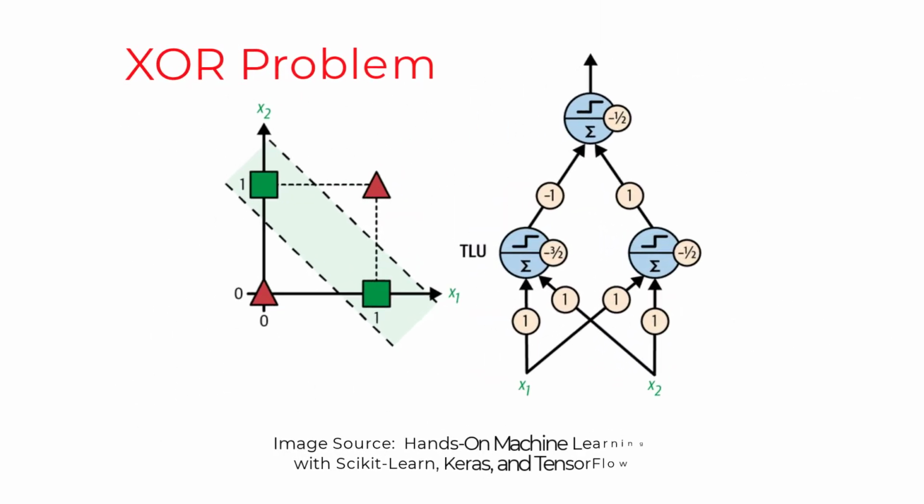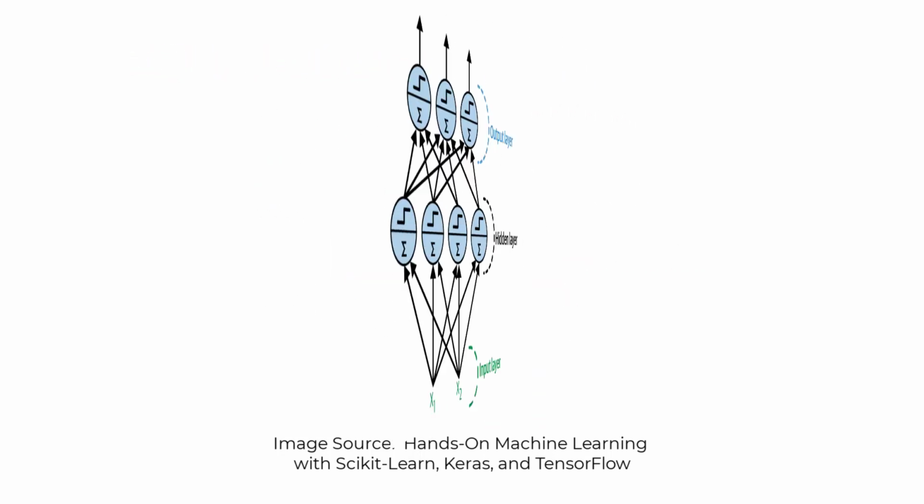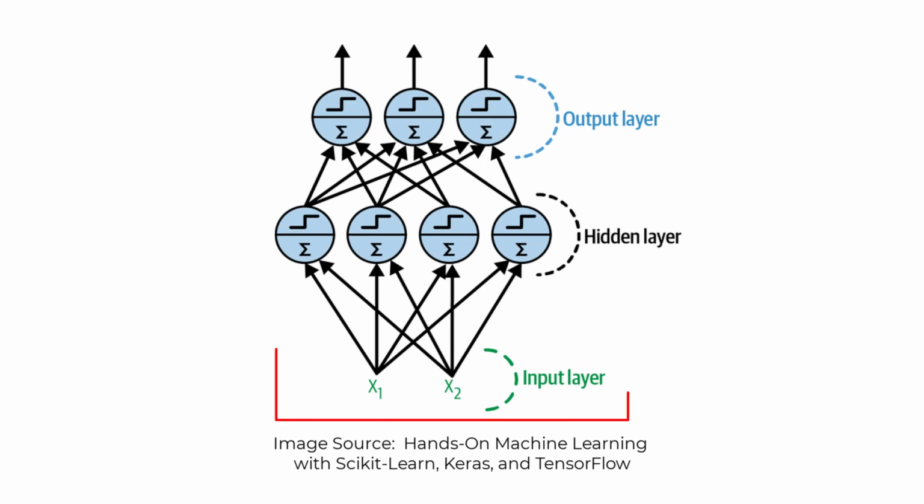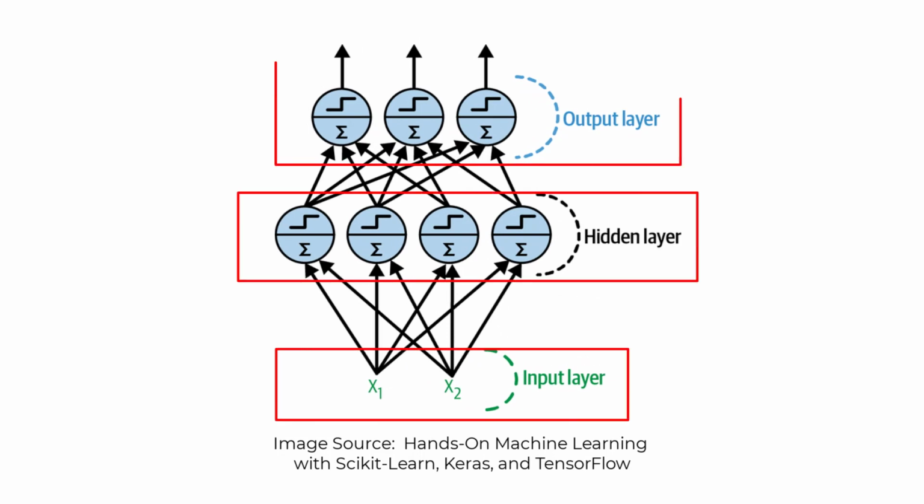Perceptron was a different approach, but failed to solve some simple problems like XOR. To overcome the limitations of the perceptrons, the multilayer perceptron was developed. Let's dive into multilayer perceptrons. Multilayer perceptrons consist of an input layer, a hidden layer, and an output layer. This is a simple multilayer perceptron.